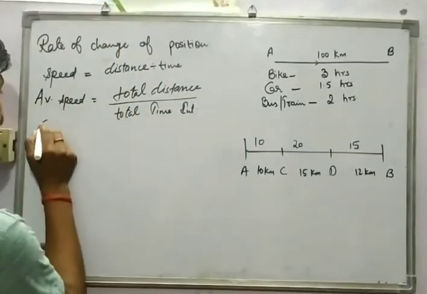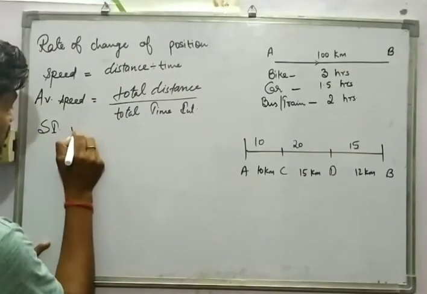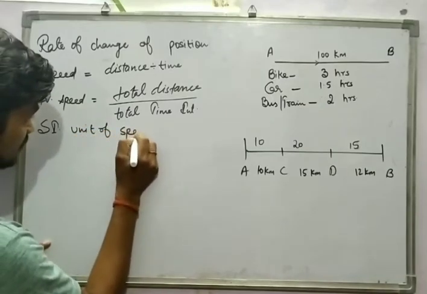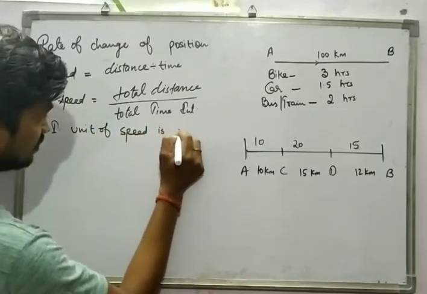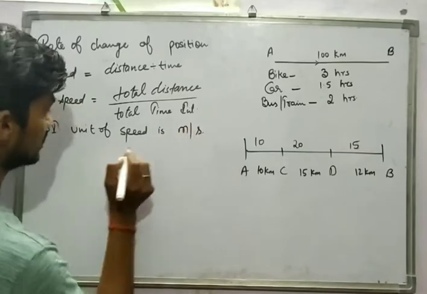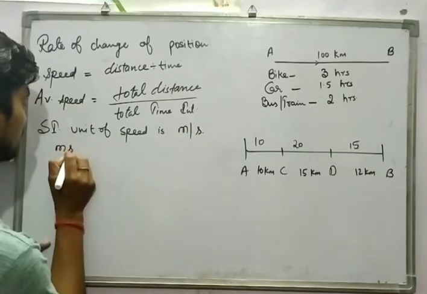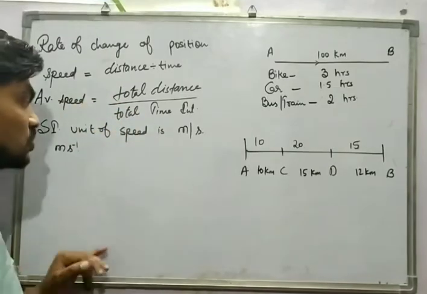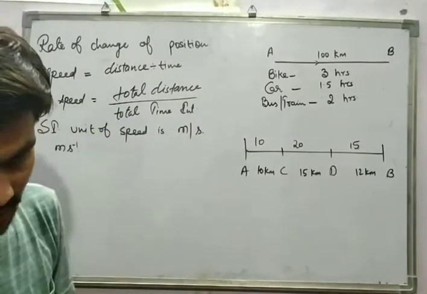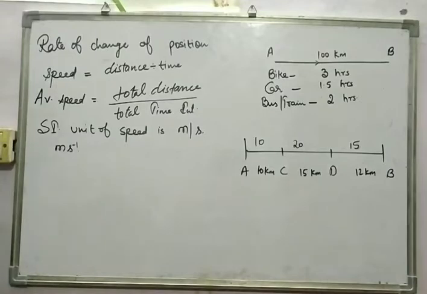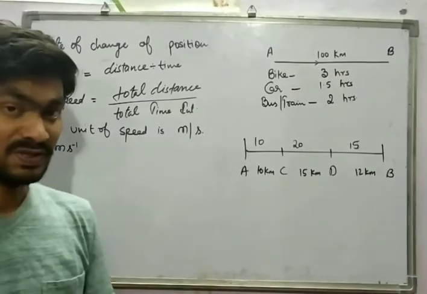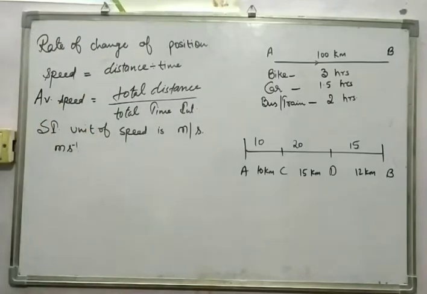The SI unit of speed is meter per second, and sometimes you might have seen it written like this. So this is nothing but the power raised to the abbreviation for the time, that is second, s. So meter per second is the SI unit of the speed. That will be true for the average speed also.